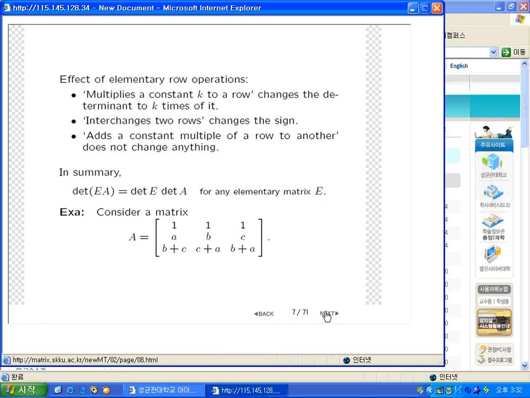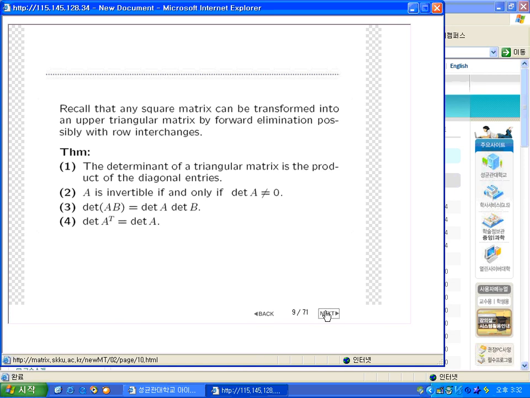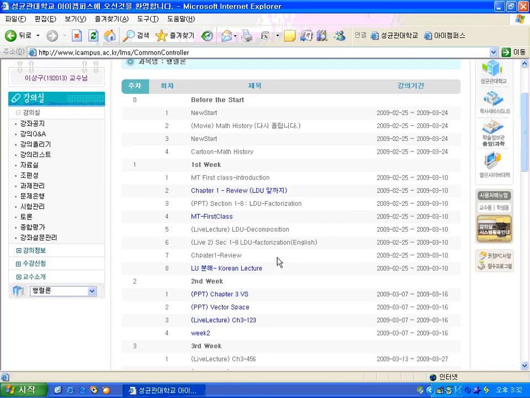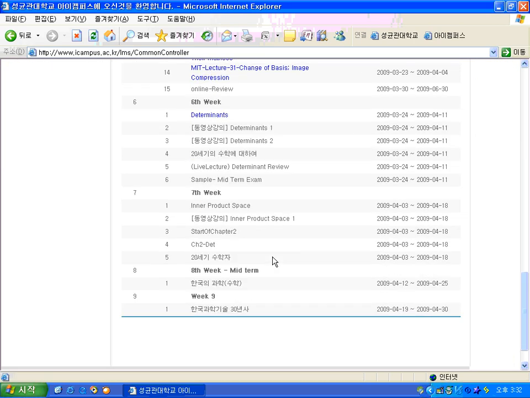Okay? And all those facts can be expanded to the n by n matrices, and these theorems that you already know are also valid for arbitrary n by n size matrices. And these are the things that you will see in chapter 2.